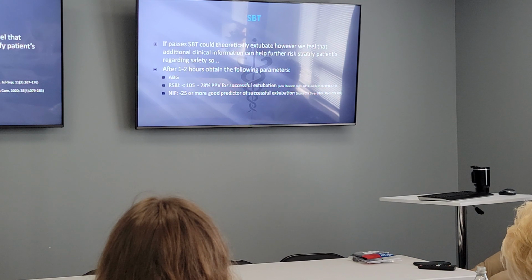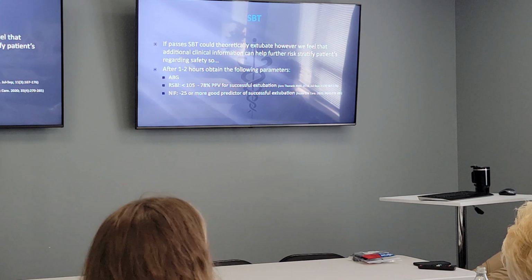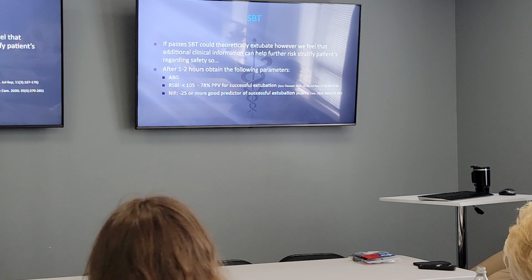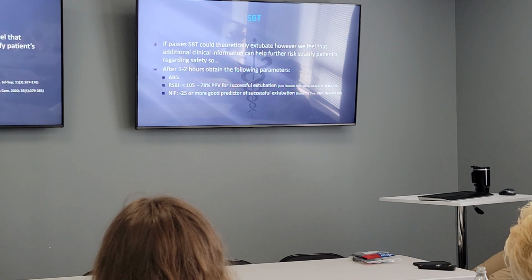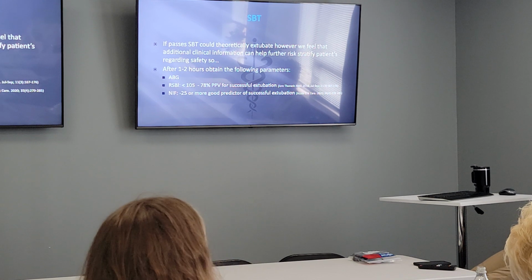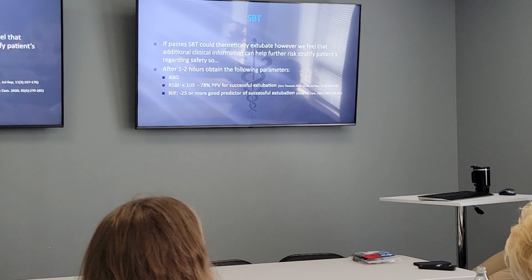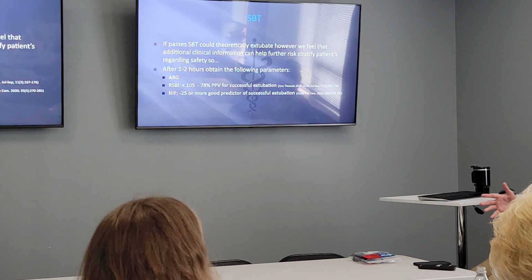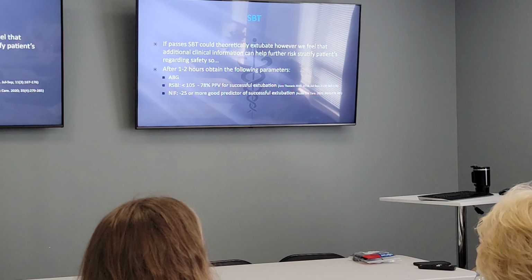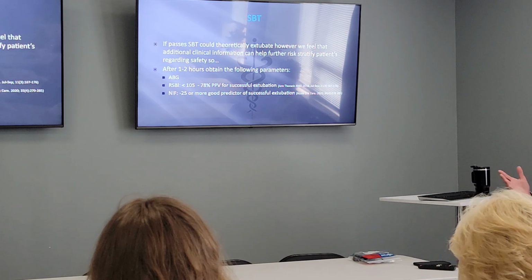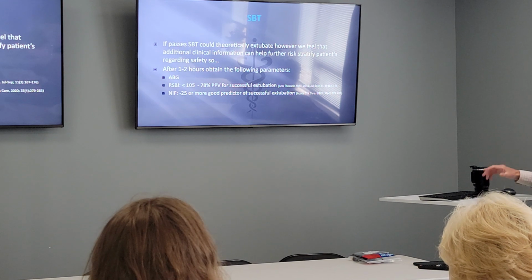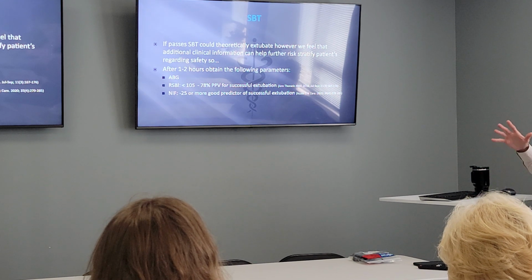So ABG after the hour or two, RSBI less than 105, that's been studied before, 78% positive predictive value for successful extubation if it's less than 105. A NIF of greater than minus 25, or I guess I should say more negative than that, is a good thing, they're strong. Y'all know all these numbers, I'm sure, but those are the things we're looking at.